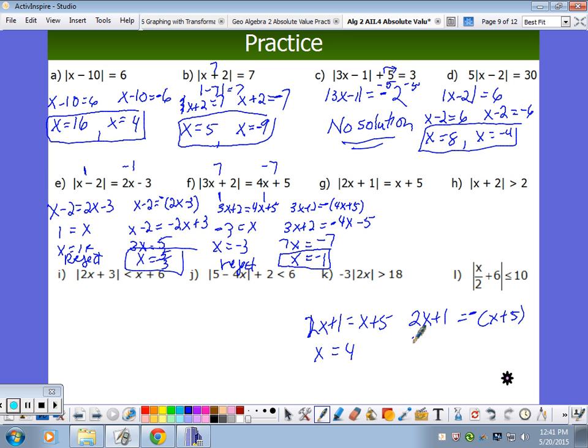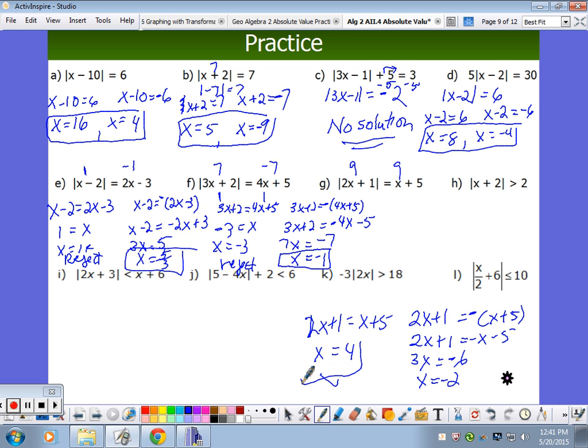What happens over here? 2x plus 1, distribute the negative. Oh, that's a 3x, yes. And that's a negative 6. So x is negative 2. Now we're going to test that. So plug it back in. So if it's a 4, 2 times 4, 8 plus 1, 9. 4 plus 5, 9. Okay, this one works.